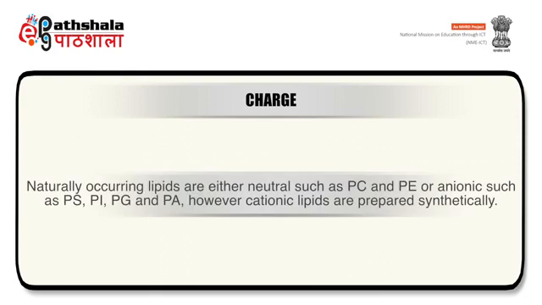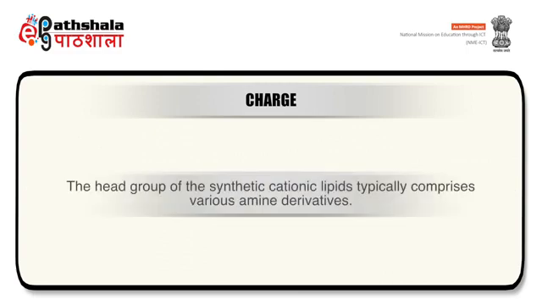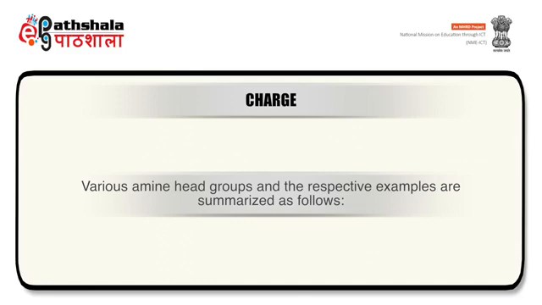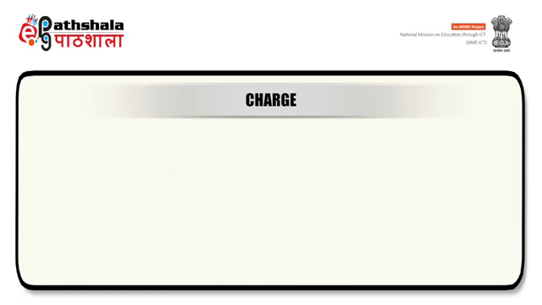Naturally occurring lipids are either neutral such as PC and PE, or anionic such as PS, PI, PG and PA. However, cationic lipids are prepared synthetically. The head group of the synthetic cationic lipids typically comprises various amine derivatives. Various amine head groups and the respective examples are summarized as follows, as shown on the screen.